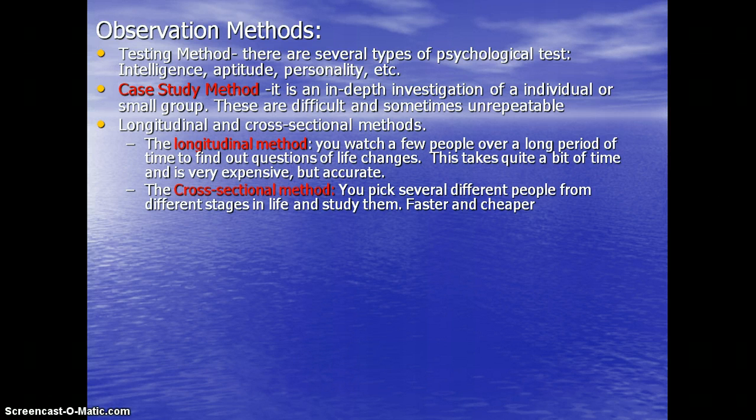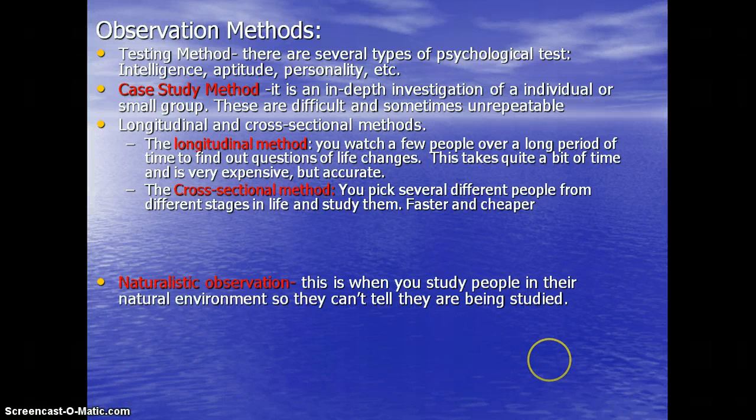The cross-sectional method means I find different people from different stages. So I'd go out and find 100 13-year-olds, 100 14-year-olds, 100 15-year-olds, and so on and so on and so on. Much faster, but not near as accurate. It's cheap. You could do it all in a week and it wouldn't cost you that much money, but the difference between people is going to throw off your data quite a bit.